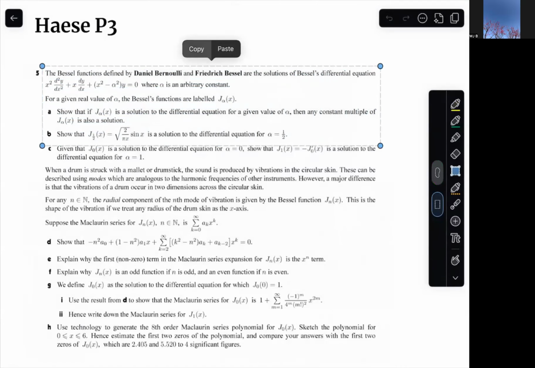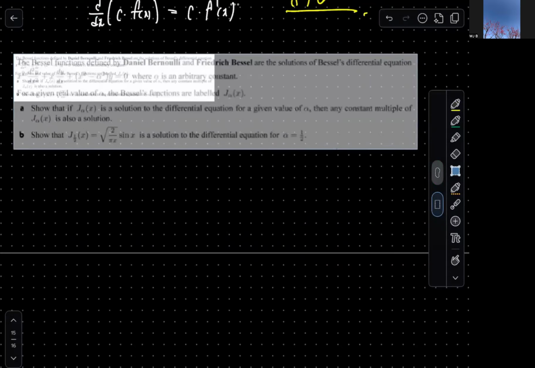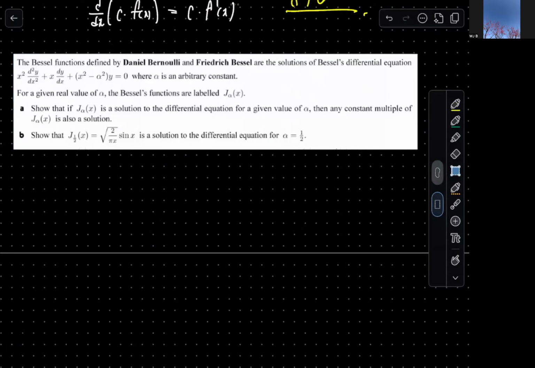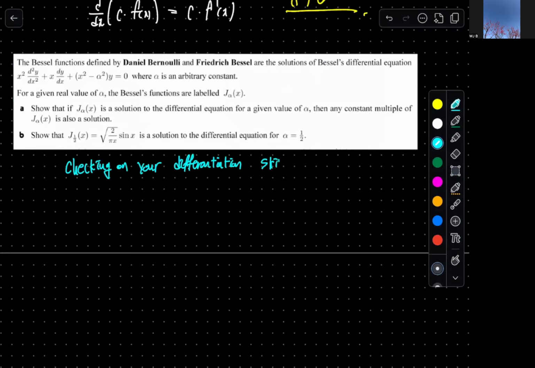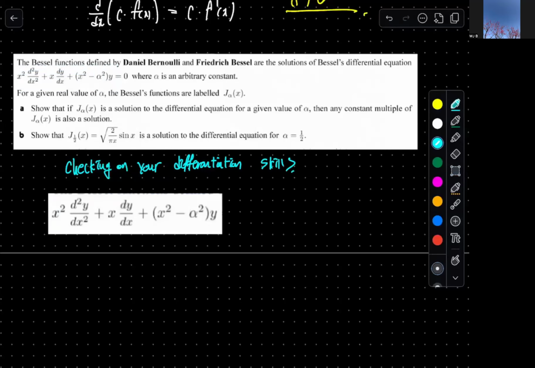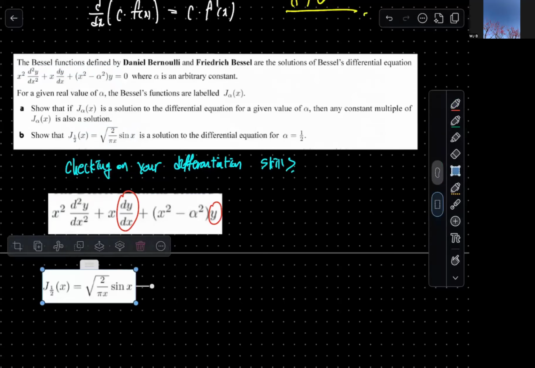So let's have a look at part B. Part B suggests that the function is also a solution to the differential equation for alpha being 1/2. So for this one, it's really just checking on your differentiation skills. For my second order differential equation, you will have to do a lot of substitution. The part you're going to struggle with is plugging in the solution, and you've got to put in the first derivative of the solution. That means you need to differentiate this once, right? That can be a bummer.